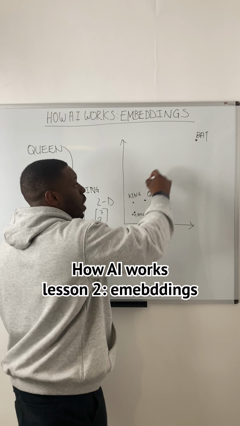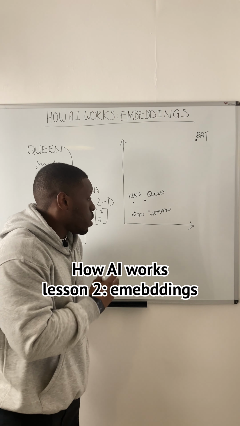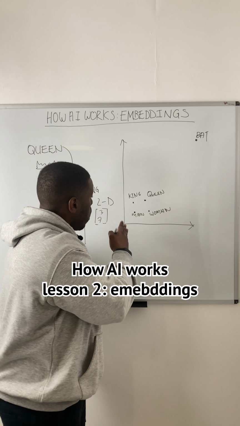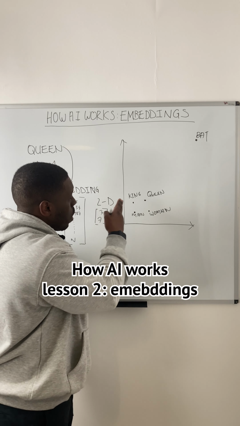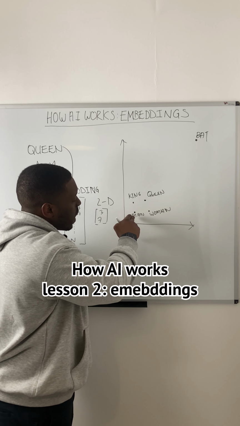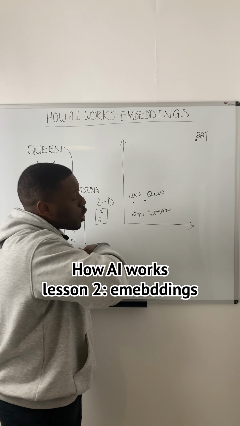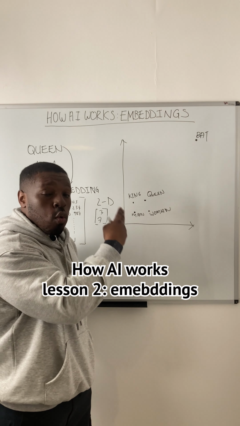Therefore, words close together, like king, queen, man, woman, are related in meaning. But a word like bat, which is unrelated, will be further away in the embedding space because it's unrelated. Not only that, if you take away the embedding of man from the embedding of king and then add the embedding of woman, it should approximate to the embedding of queen.